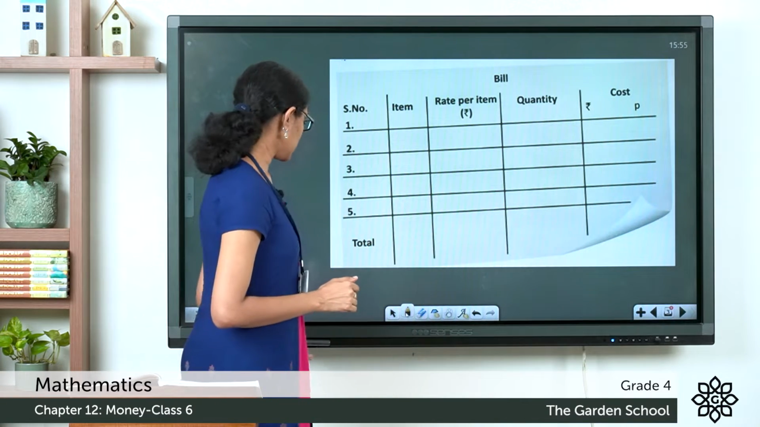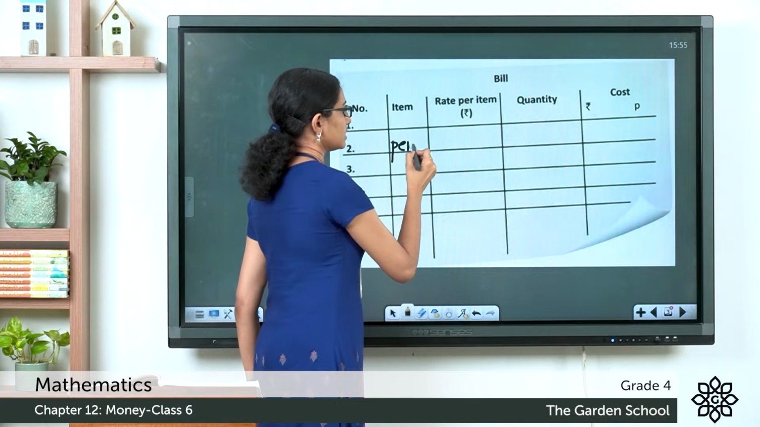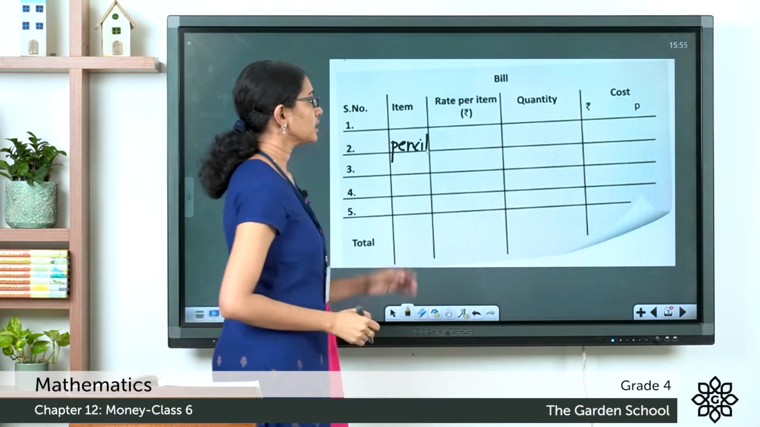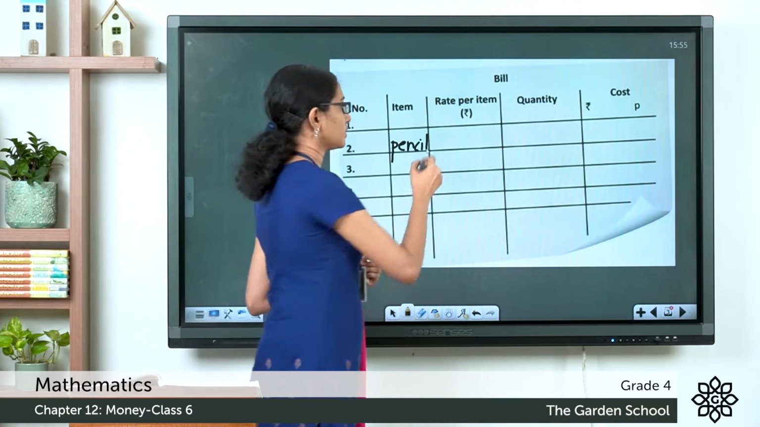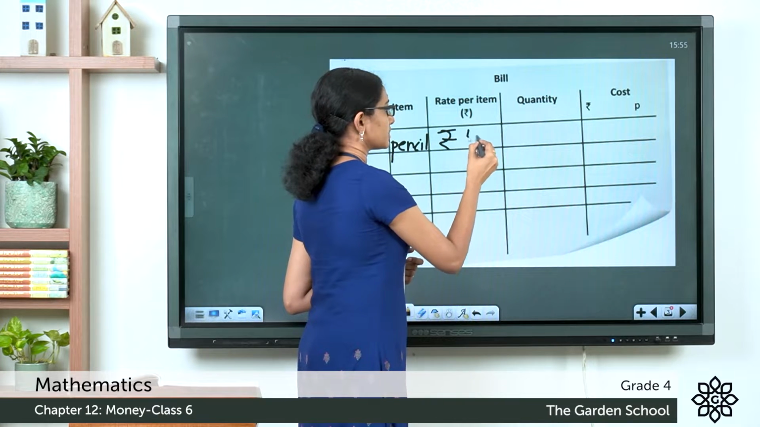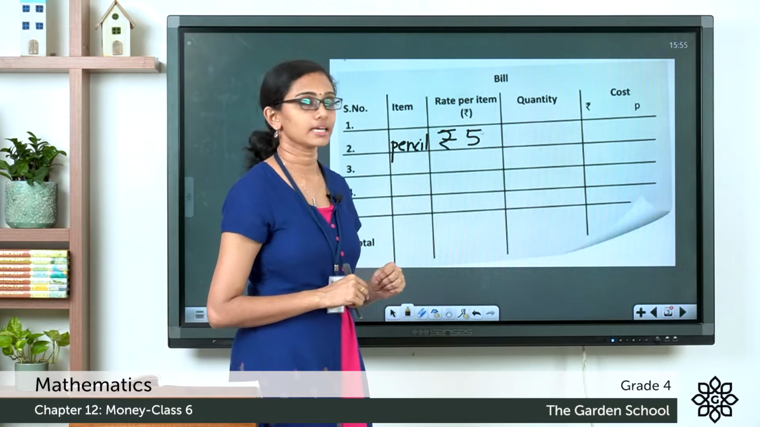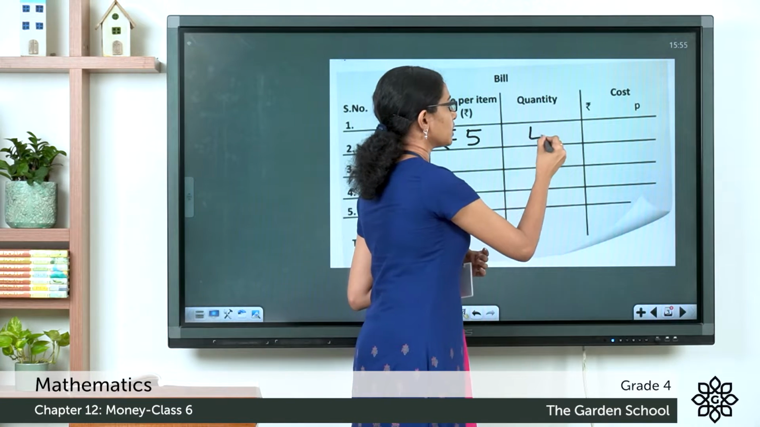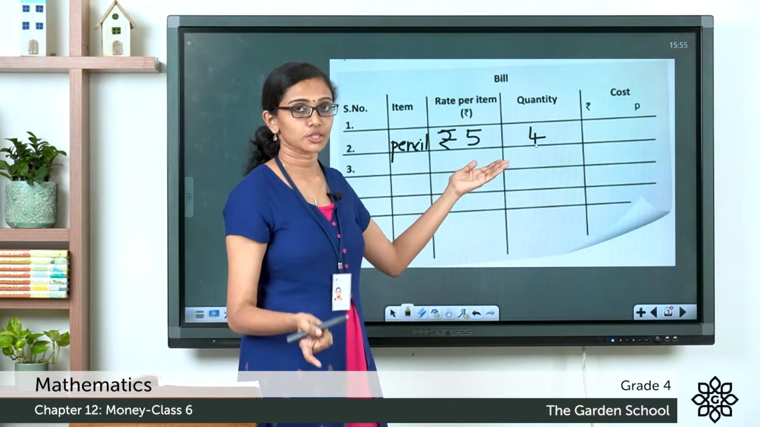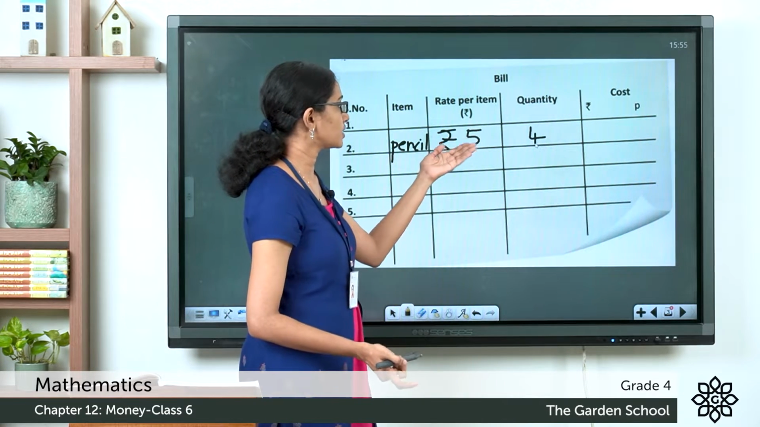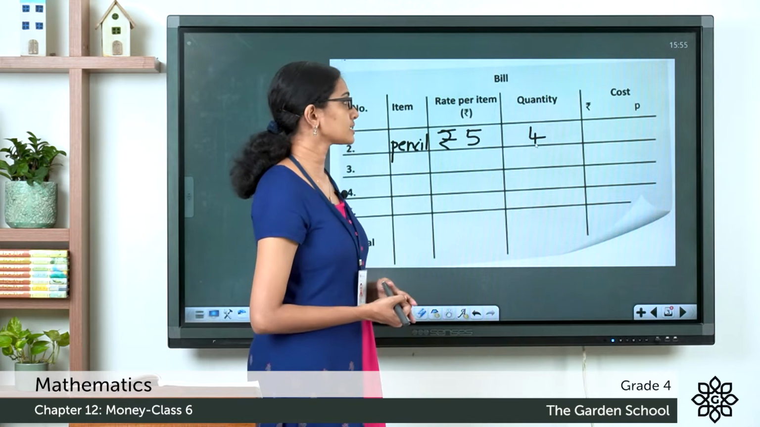So we will see one example. Suppose you are buying a pencil. So a pencil we write in the item column and the cost of one pencil is equal to rupees 5. Let's just imagine like that. A pencil will cost rupees 5 and you are going to buy 4 pencils like that. So the quantity will be 4. The rate per item or the cost of 1 unit of that item or the cost of 1 pencil is equal to rupees 5 and you are buying 4 pencils and hence the quantity is equal to 4.